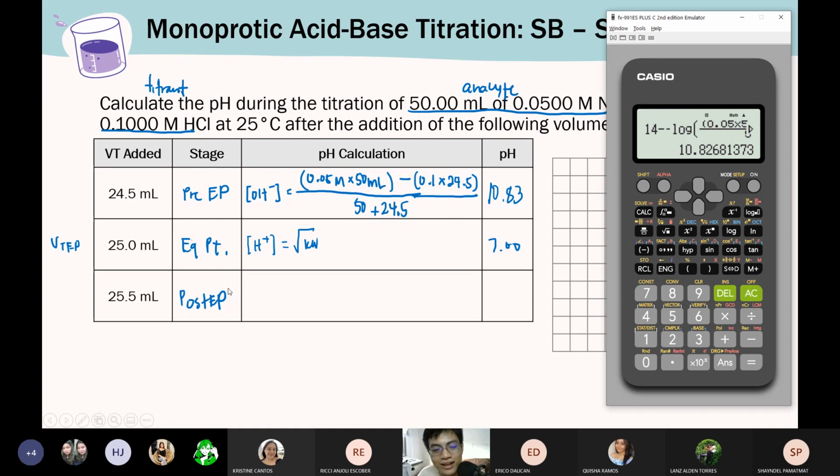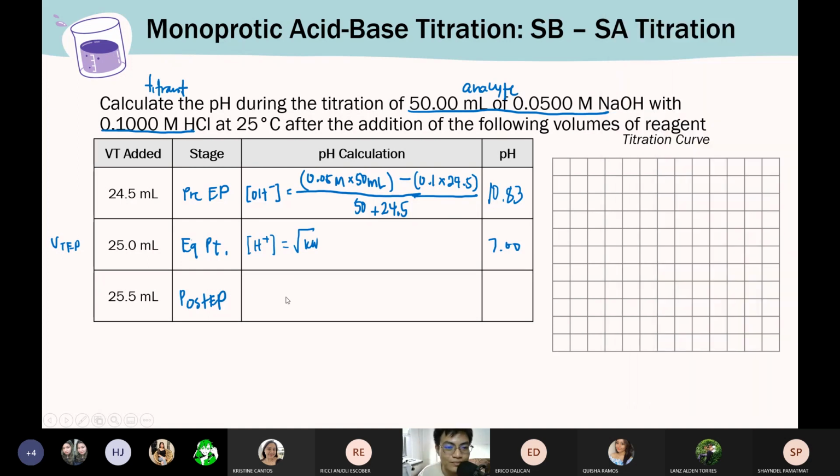And then, next one, post-EP. So, the equation of post-equivalence point is that I have an excess acid here. So, that will be MT VT minus MAVA over V total, no? Okay, so titrant minus analyte. Now, in titrant natin, 0.1 molar times volume of titrant, which is 25.5.